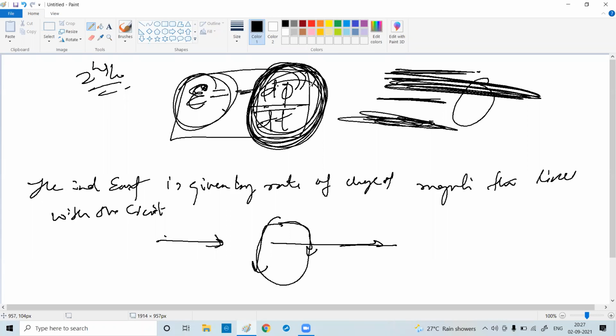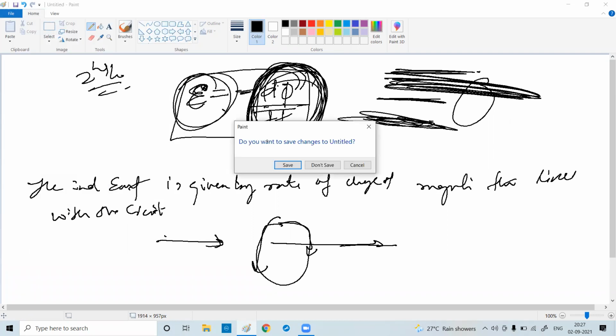आया समझ में? Yes, sir. चलो, we will study about the next topic called Lenz's law.